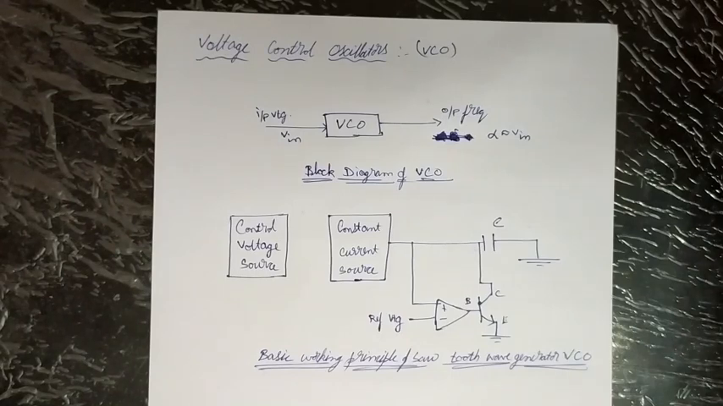So we have types of voltage controlled oscillators also. One is harmonic oscillators, second one is crystal oscillators, and tank oscillators.